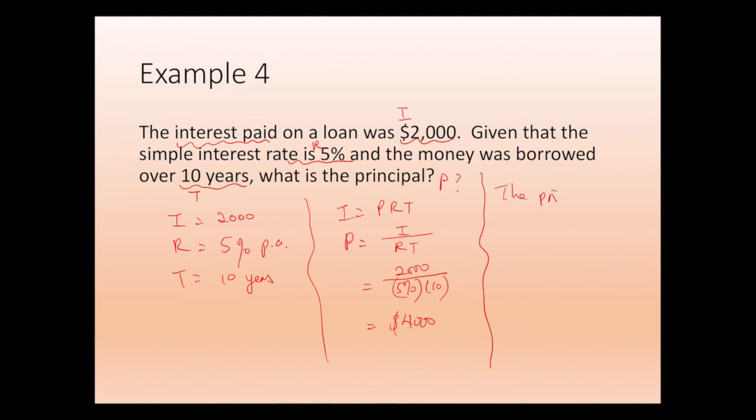Now, answer the question. The principal is $4,000. This is the end of the lesson. We have looked at how to calculate simple interest using the formula.